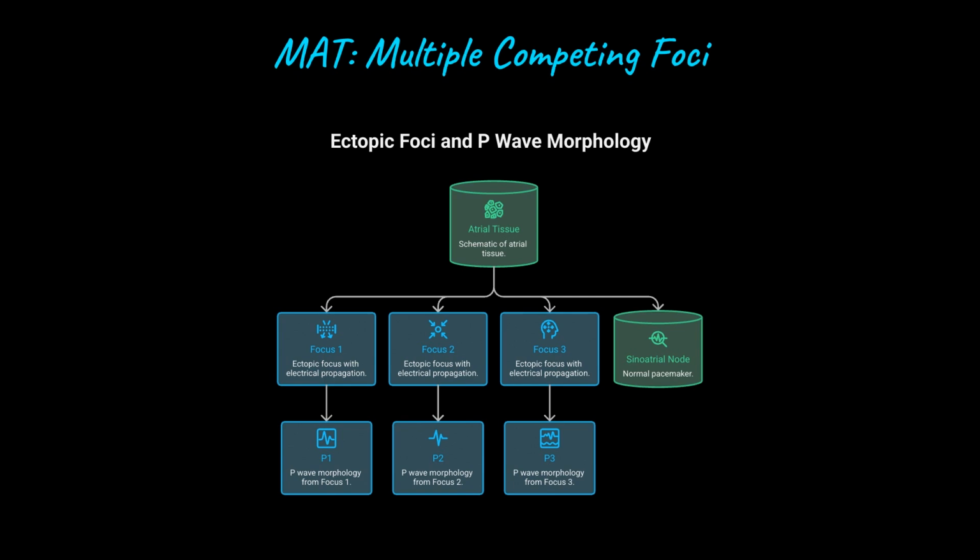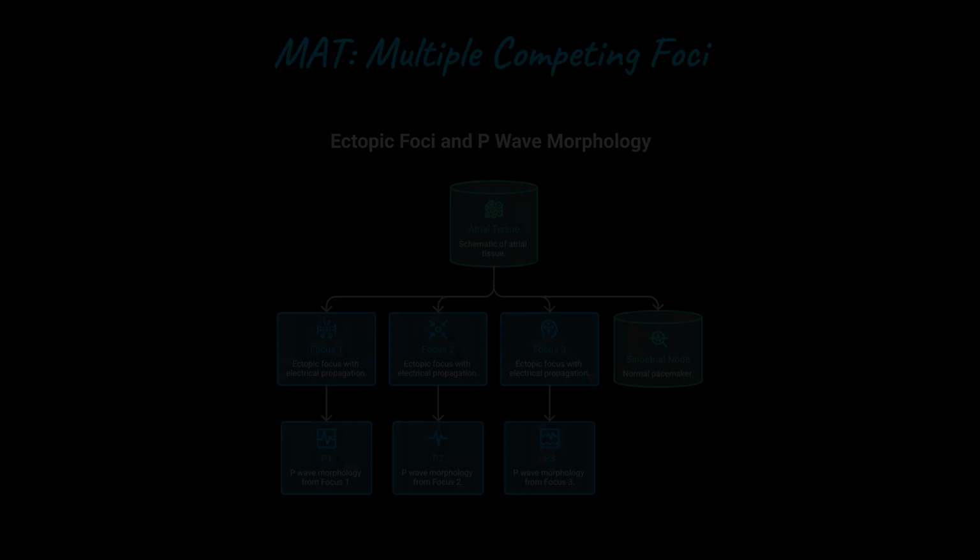3 or more distinct P wave morphologies in a single lead is the defining criterion for MAT. MAT requires all 3 features: at least 3 distinct P wave morphologies, an irregularly irregular rhythm because each focus fires at its own unpredictable time, and a rate above 100 beats per minute. The same phenomenon below 100 is called wandering atrial pacemaker.